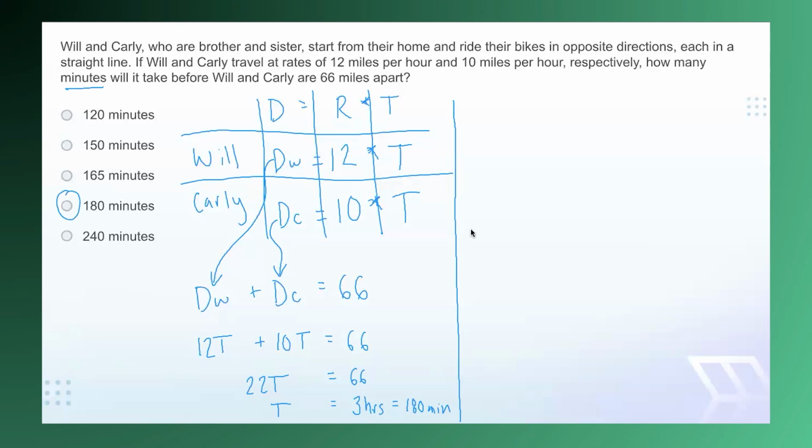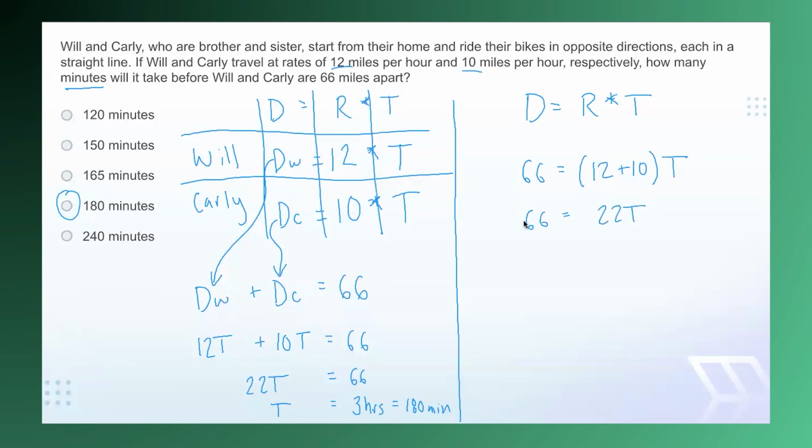All right, thinking about Will and Carly as working together to move away from each other. In distance equals rate times time, their combined distance is 66. Their combined rate is going to be the rate of Will plus the rate of Carly, or 12 plus 10. And then their shared time is what we are solving for. All right, adding, that gives us 66 equals 22 times t.